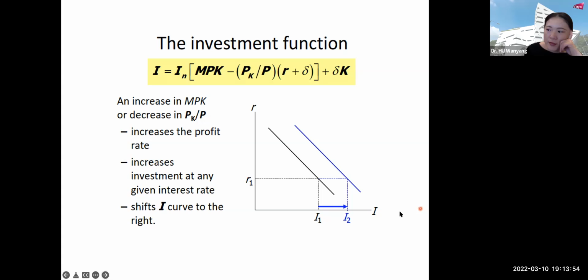real interest rate, the investment will increase because now we have a higher marginal product of capital and a lower relative price of capital. So the result is the investment will increase even though we don't have any change in R, because the entire curve has shifted. This is how we derive from the investment function how the different components change and how that will lead to the change in investment.